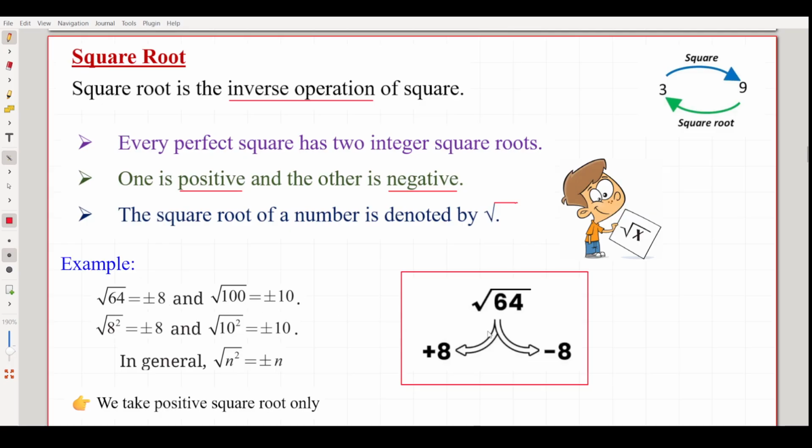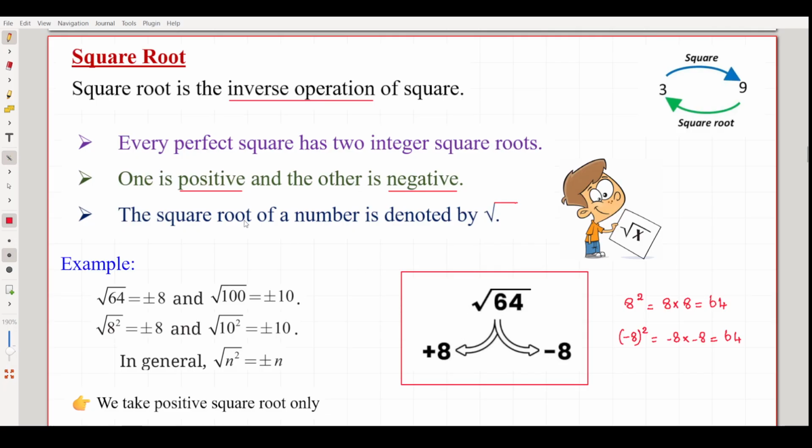So why are we taking plus or minus 8? We know that 8 square means 8 into 8, so 8 8s are 64. If you take minus 8 square, what will come? Minus 8 into minus 8. Minus into minus is plus, so 64. 8 square is also 64, minus 8 square is also 64. So we take two cases, therefore the square root of 64 is plus or minus 8.